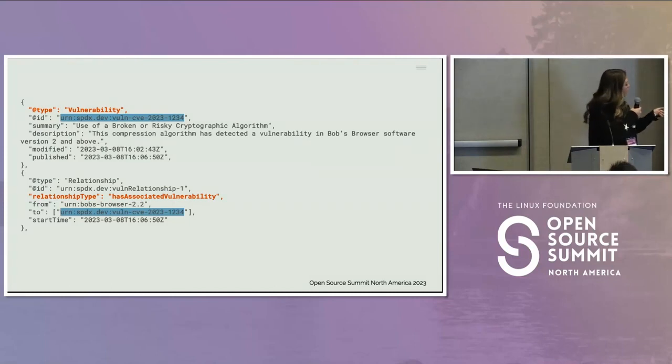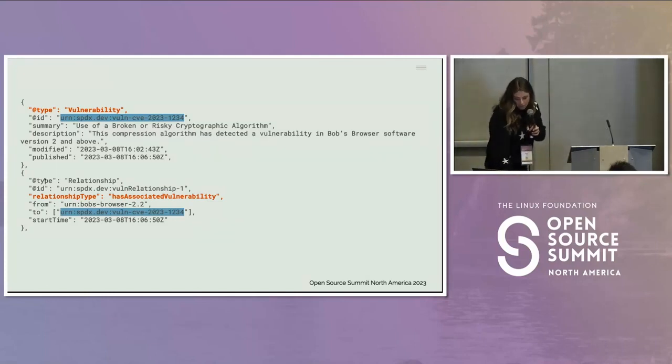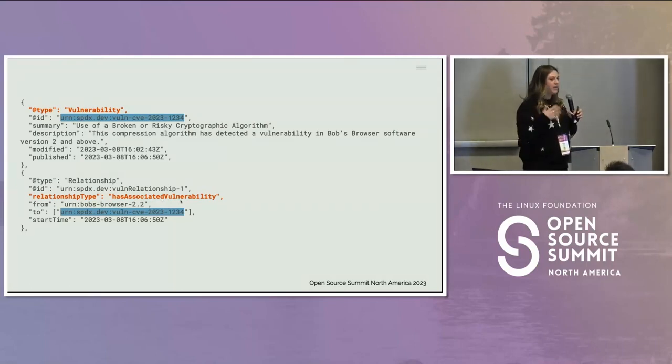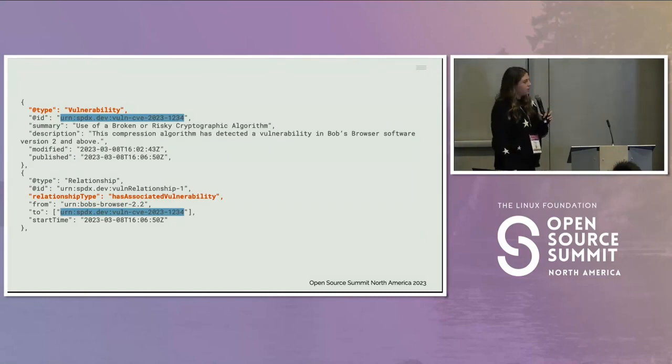So we have this relationship, we'd create an ID for it. And then this is just a high level has associated vulnerability. That's the type I was talking about, where we say there is a vulnerability that says it's in this package, Bob's browser, but we don't know anything more about that. We don't know whether it affects it. We don't know the severity. We just know that there is a CVE that is associated with this package. And so we would use relationships to say something like that.